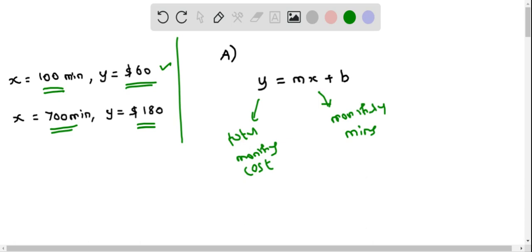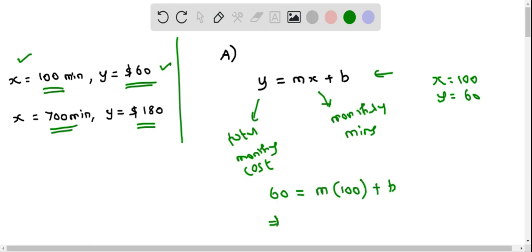So let's use this first information. That is when x equal to 100. So I'm going to plug in x equal to 100 and y equals 60 into this model. So therefore, since y equal to 60, this becomes 60 equals m times x, which is 100, plus b. Now let's simplify this equation. I can rewrite this as 100m plus b, and this equals 60. Let's say this is equation number 1.